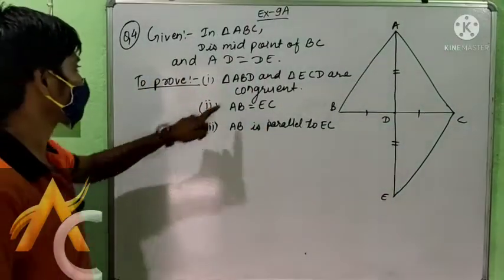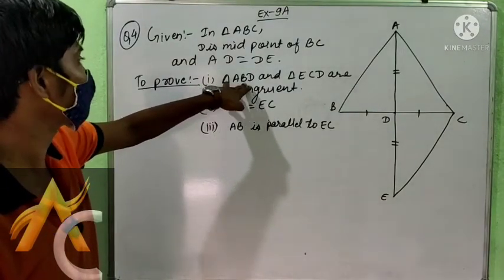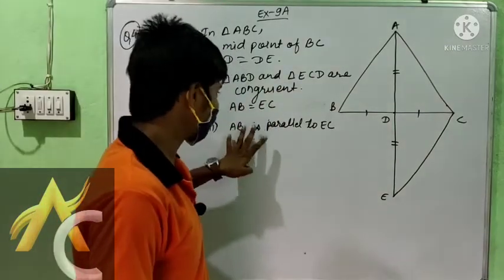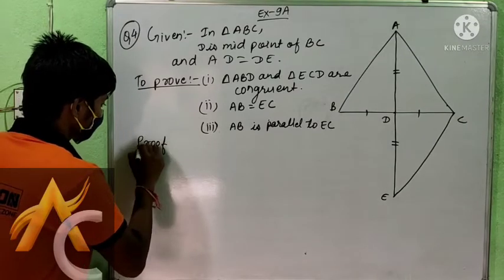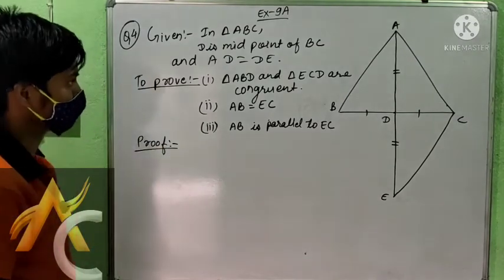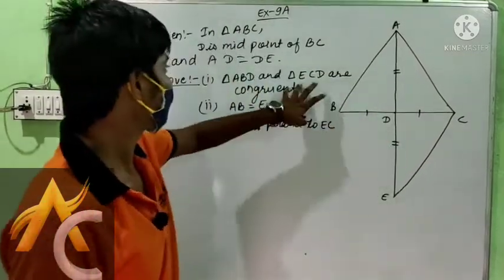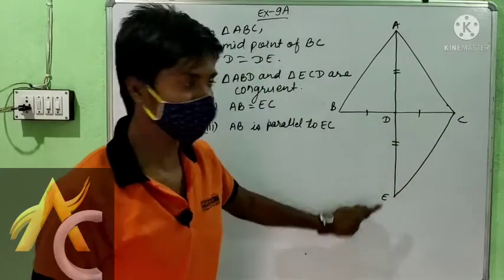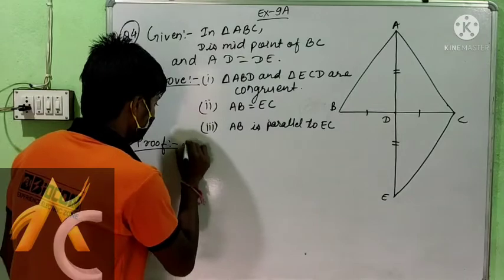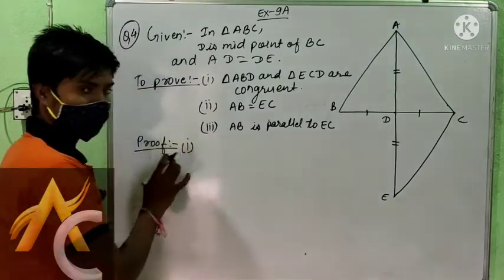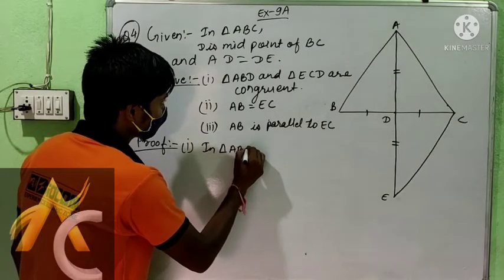Now we are going to prove first that triangle ABD and triangle ECD are congruent, and then after these. So here is our proof. Now we are going to take this triangle, that is ABD and ECD, means this triangle and this triangle. So this is our proof number 1. So we are going to write it here, point 1.